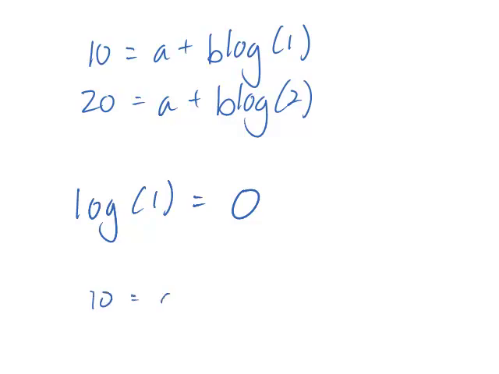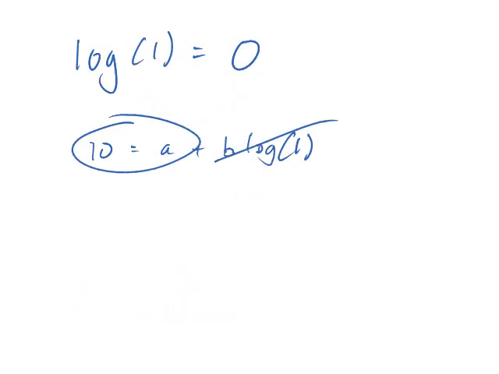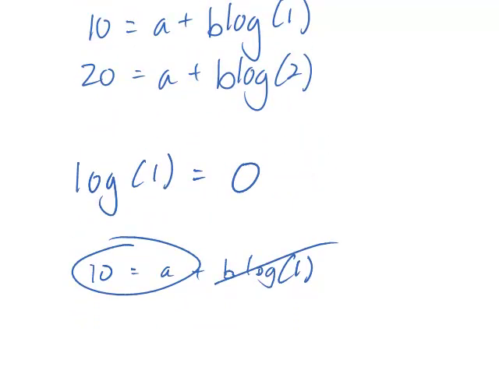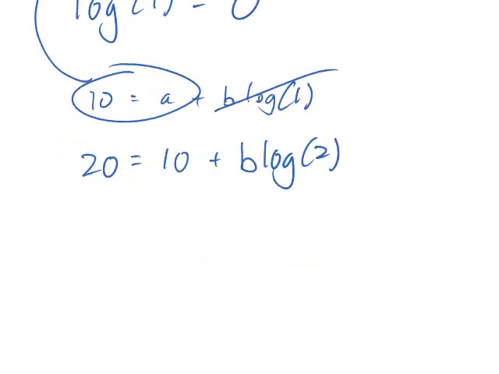If we look at the first equation, log 1 is 0, so this entire term goes away. A equals 10. Boom. It's like we already have half the problem done. We don't need to do any crazy elimination like we do in quadratic functions. We do have to substitute, but that's easy. We know a equals 10, we can plug it in here. So 20 equals 10 plus b log 2. That means 10 equals b log 2.